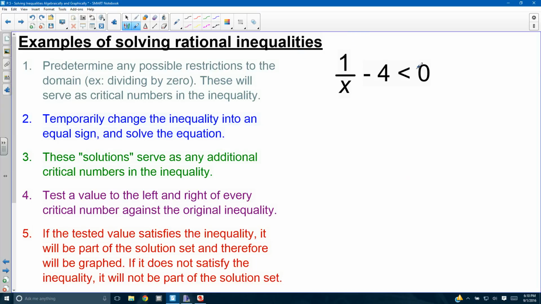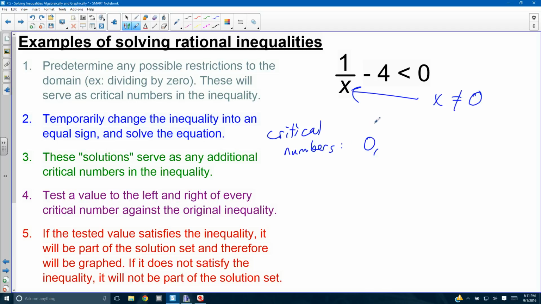Okay, 1 over x minus 4 is less than 0. Now, for this particular problem, what are the restrictions in your domain? Well, this particular domain just has the value x. Your denominator cannot be 0, and x is your denominator, so x can't be 0. And that's your restriction. So 0 is one of your critical points. Let's make sure we remember that. Critical numbers, sorry, not point, numbers. Critical numbers, 0, comma, whatever else we get.